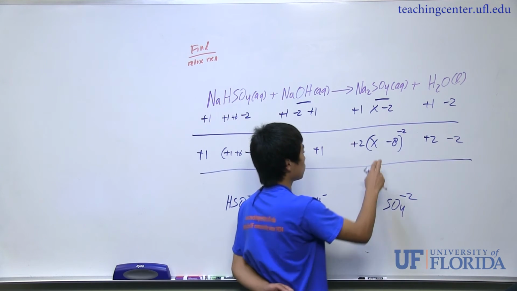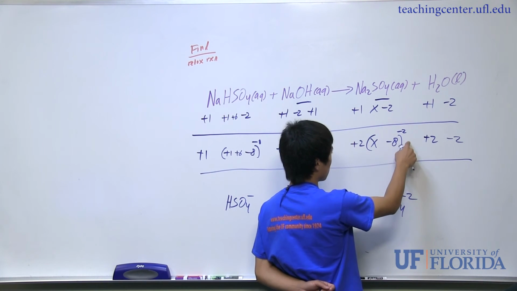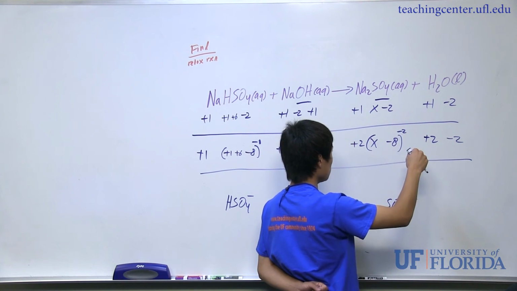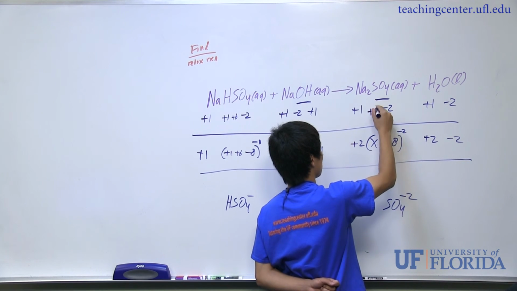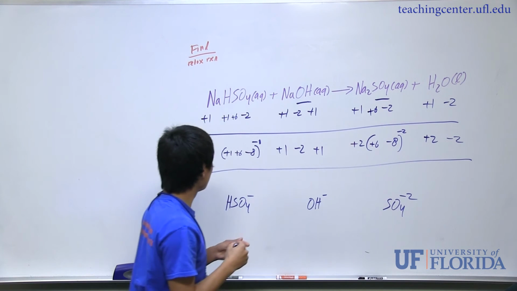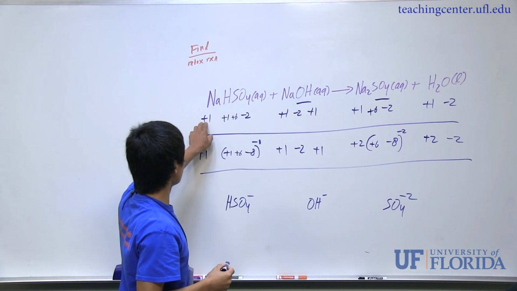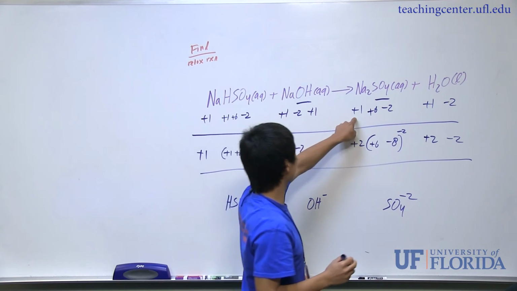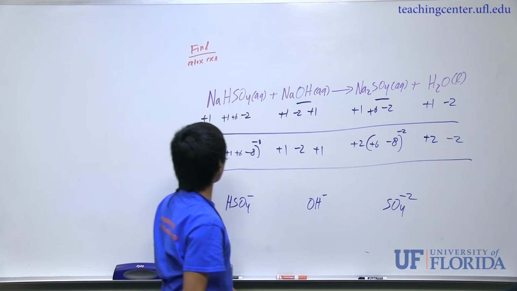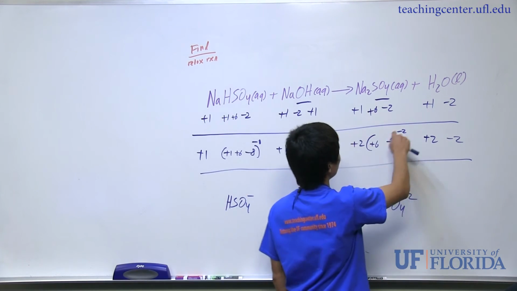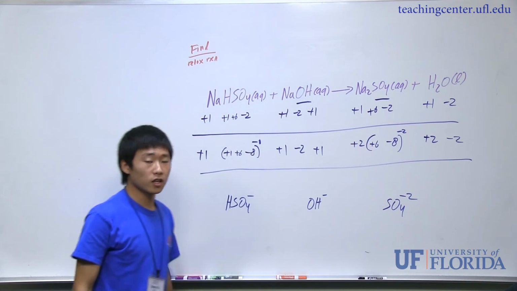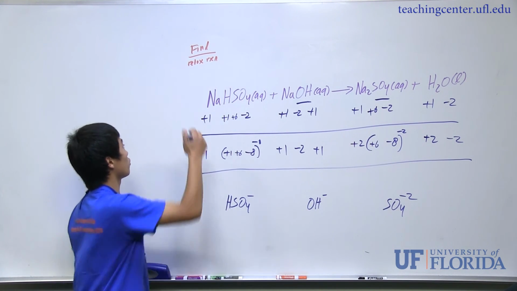And over here, guys, same thing. X minus 8 has got to equal -2. So add 8 to both sides. So this has got to be a +6 as well. So, once again, if we look closely, we have sodium +1, +1, +1. Hydrogen +1, +1, +1. Oxygens -2, -2, -2, -2, and then sulfur +6, +6. So none of them have changed in oxidation, so this is not redox.